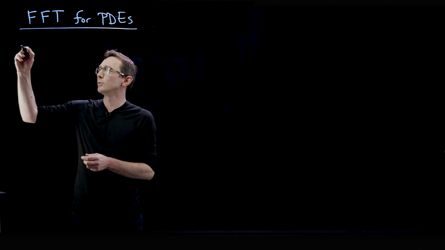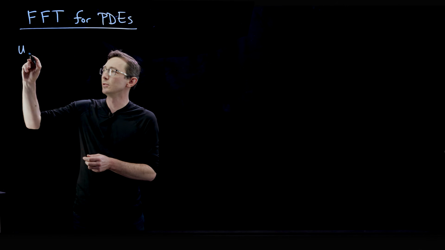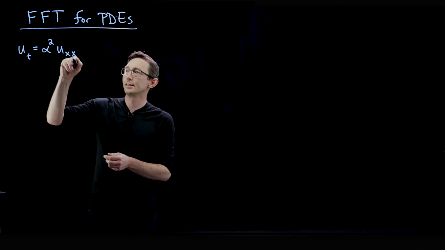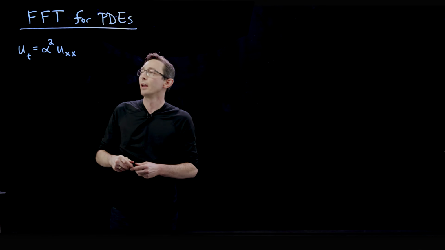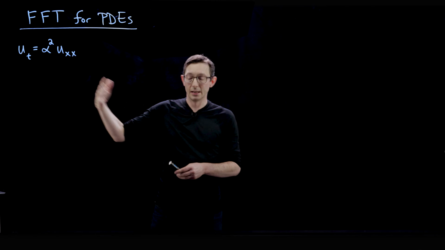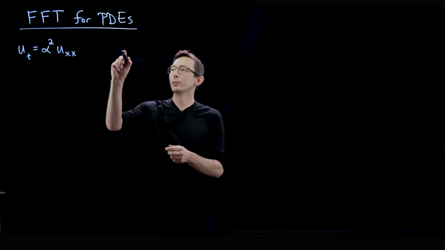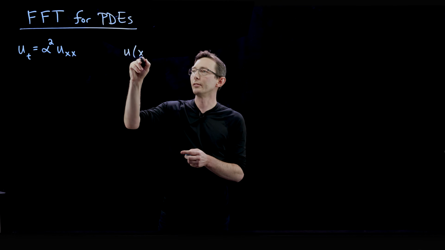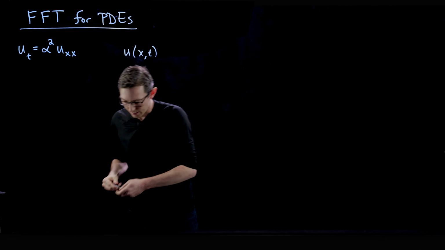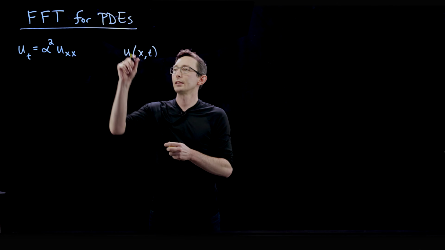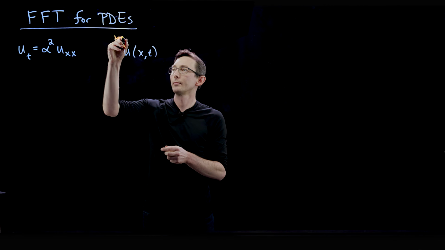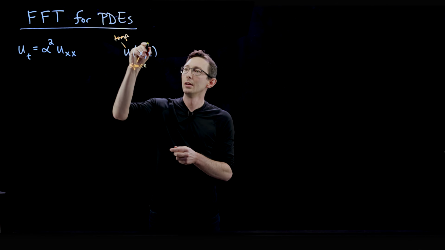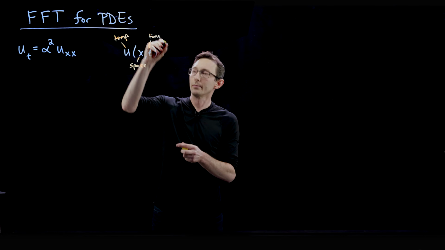And I just want to remind you, the heat equation is u_t equals alpha squared u_xx. This is the one-dimensional heat equation where u is a temperature, t is time, and x is space. So maybe I'll write that out. u is a function of x and t, and I'll just label these. This is my temperature. x is space, a spatial variable, and t is time.